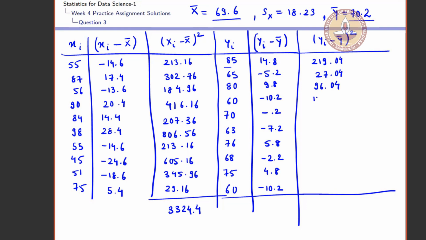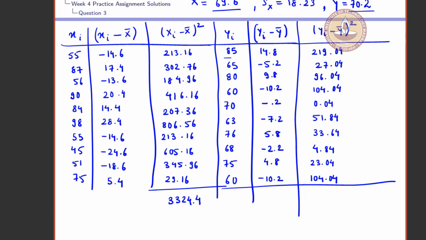96.04. This is 104.04. This is 0.04. This is 51.84. This is 33.64. This is 4.84. This is 23.04, and this is 104.04.